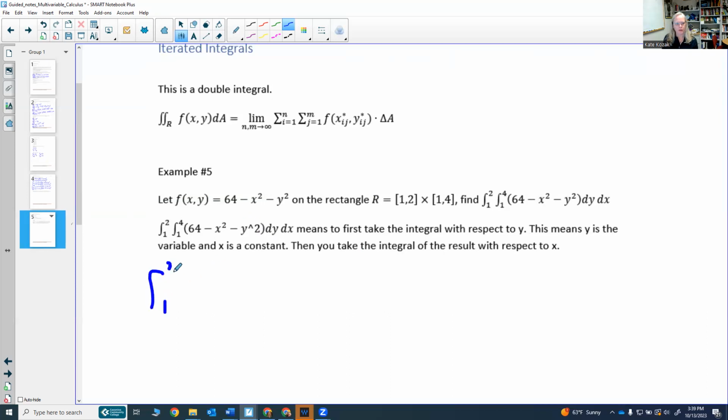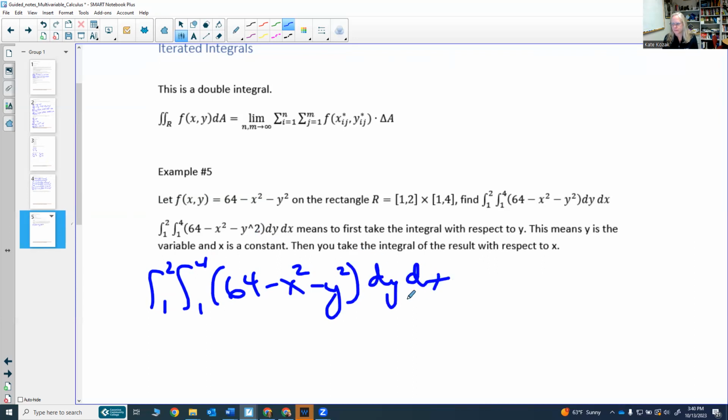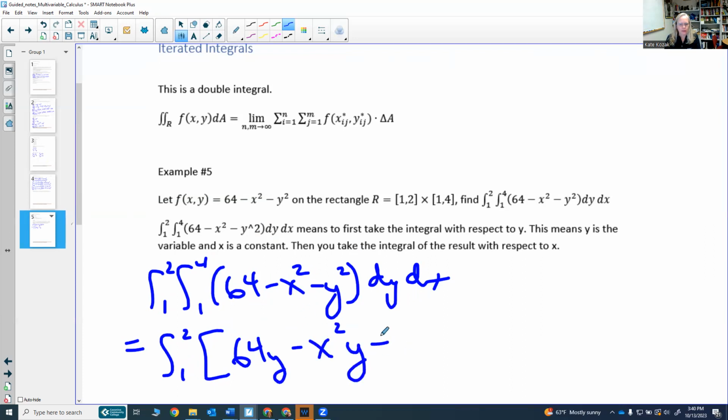So we have the integral from 1 to 2 of the integral from 1 to 4 of 64 minus x squared minus y squared dy dx equals the integral from 1 to 2, because we haven't done that yet. The integral of 64 with respect to y is 64y, minus the integral of x squared with respect to y, which is x squared times y. The integral of y squared is 1/3 y cubed. We're going to evaluate that from 1 to 4, then dx.